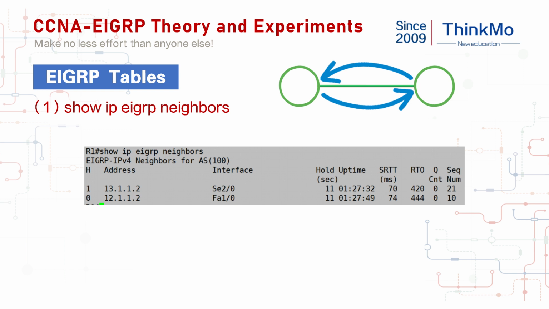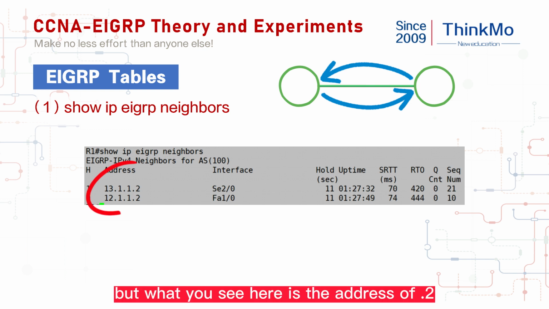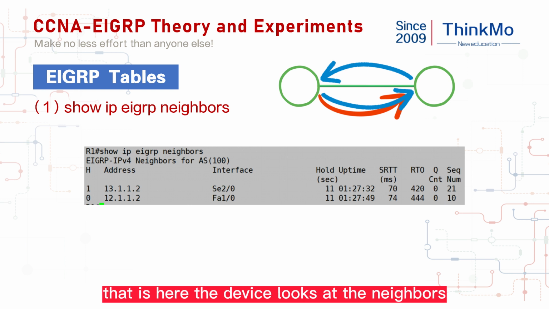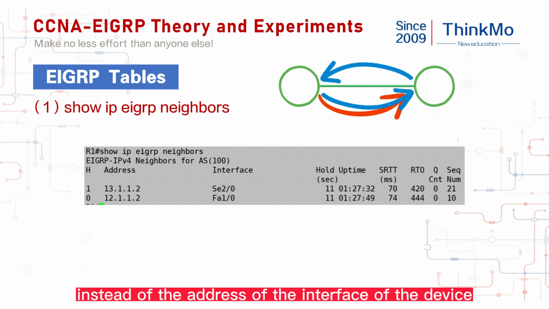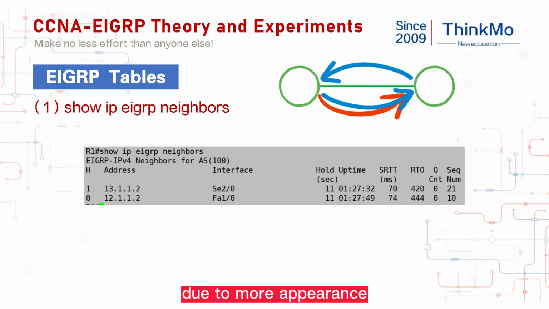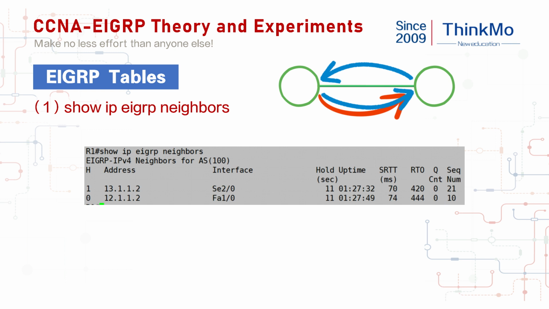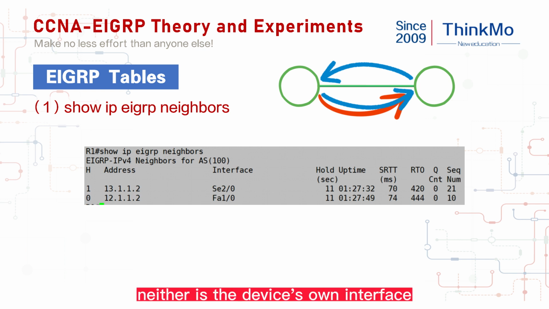Everyone can see this device is R1. According to the current overall configuration specification, it should be XXX1. But what you see here is the address ending in 2. That is, here the device looks at the neighbor's interface address. This is the neighbor's address, instead of the address of the device's own interface. People often get confused when viewing this, so I emphasize here that it is the neighbor's address, not the device's address. The interfaces are also the neighbor's, neither is the device's own interface.